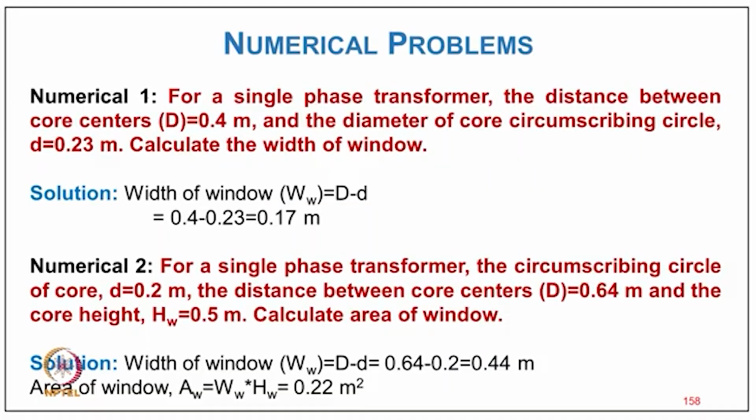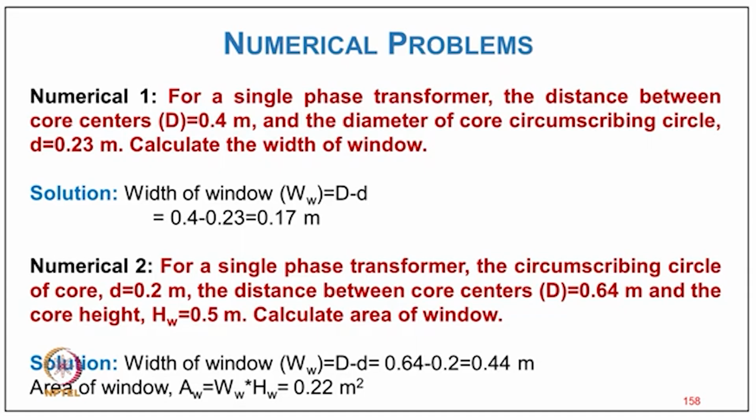Now coming to some of the numerical problems. For the first numerical, for a single phase transformer, the distance between the core centers D is 0.4 and the diameter of the core circle d is 0.4. To calculate the window width, the width of the window is D minus d, that becomes 0.17 meter.